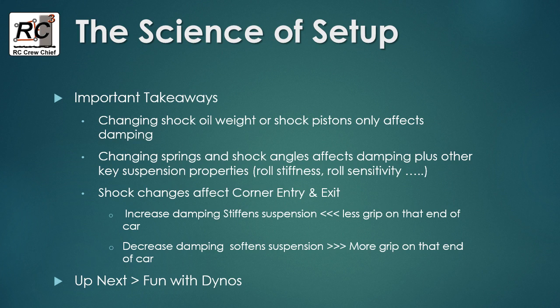So to summarize, important things to take away from this little exercise is that changing your shock oil weight or your shock pistons only affects the damping. It doesn't affect any of the other key suspension properties that we looked at over the last 10 episodes to affect setup. So changing your springs and shock angles, that affects damping plus a number of other key suspension properties. So you have to be aware of that fact. If you want to adjust your damping in your system, stick to just changing oil weight and shock pistons.